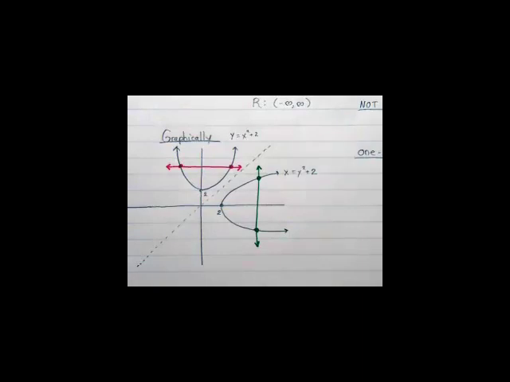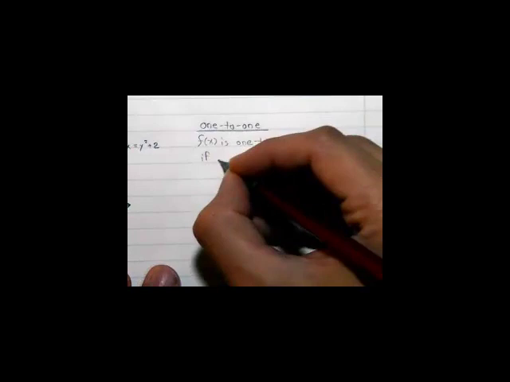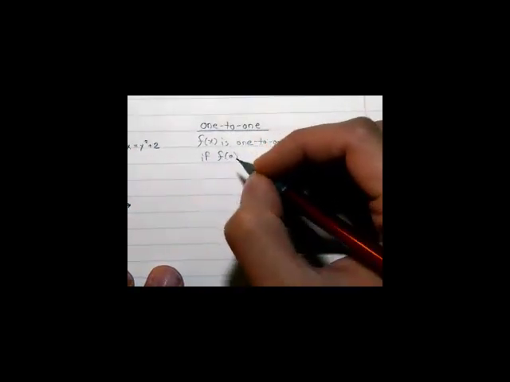Okay, so the formal definition of this is f of x is one-to-one on a domain D if f of a is not equal to f of b whenever a is not equal to b.